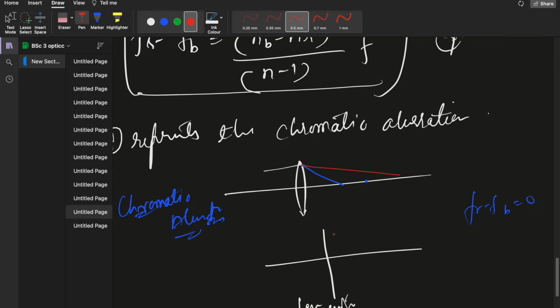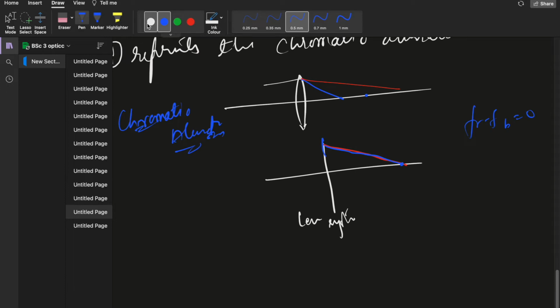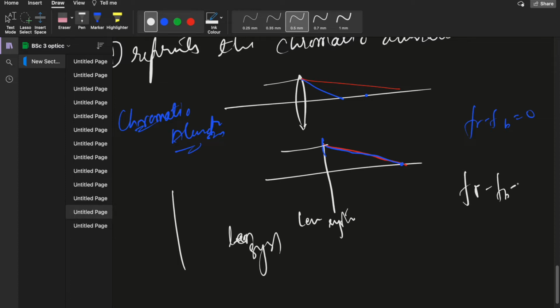After refraction, red and blue must be at the same point. If this happens, that means when a white light goes through some lens system, this perpendicular plane is our lens system, and the red light and blue light come at the same focal point. So we say this satisfies fr minus fp equals 0. That means there must be no chromatic aberration.